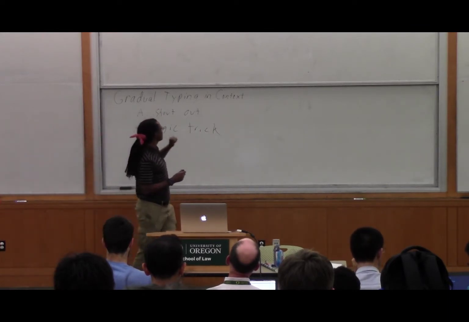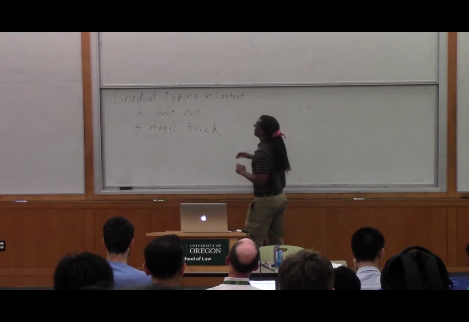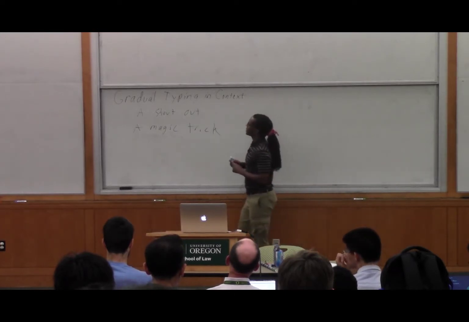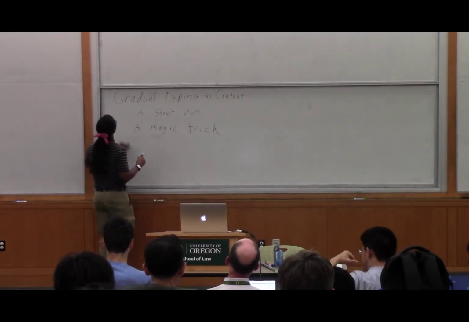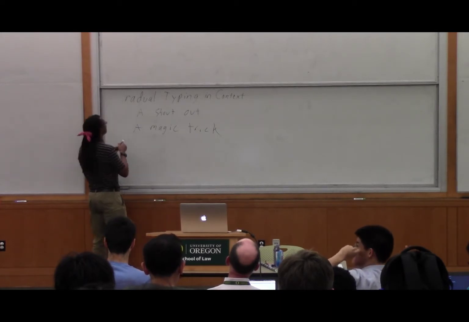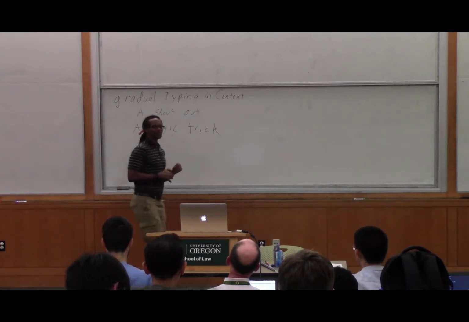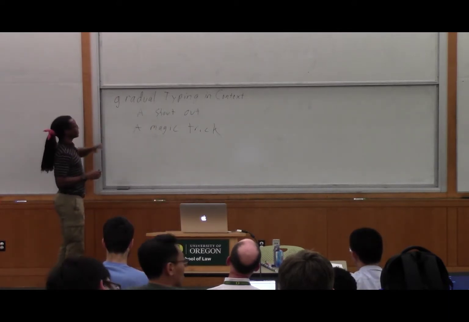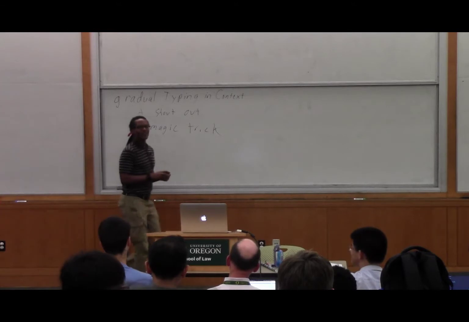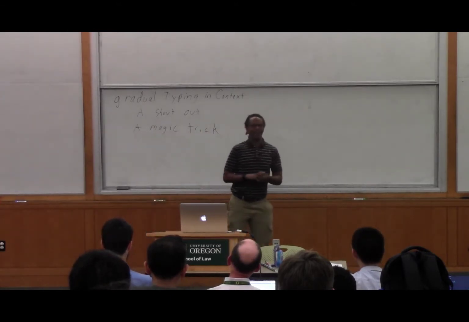But what I'm going to do today is I'm going to talk to you a little bit about the broader context of gradual typing. I'm going to make this a lowercase g for reasons that I'll explain. And then I'm going to give a shout out, and then I'm going to do a magic trick. I'm going to pull a rabbit out of a hat.